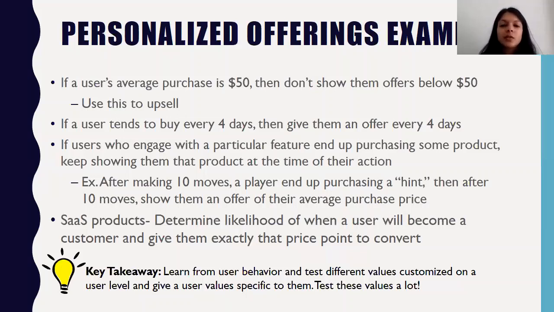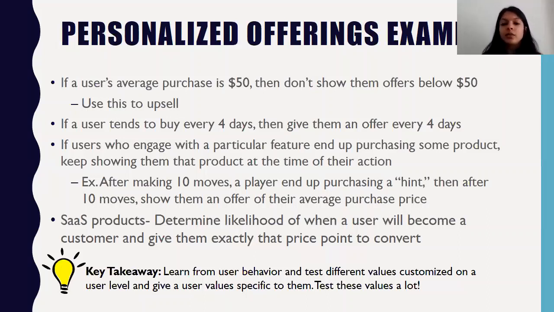So what we ended up doing was, after every 10 moves, we showed them an offer at their average purchase price from their previous purchases. For SaaS products, you can also apply similar principles. You can determine the likelihood of when a user will become a customer, and you can figure out what price point is likely for them to convert and show them exactly that price point.